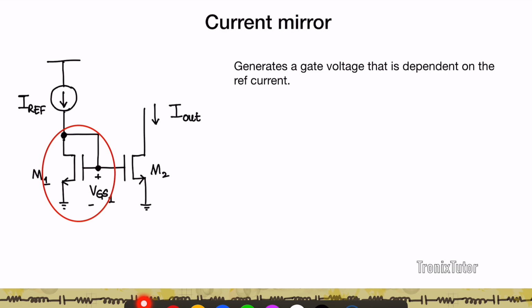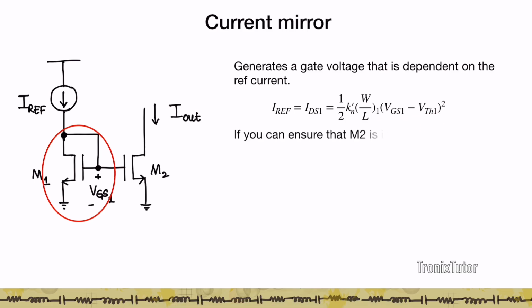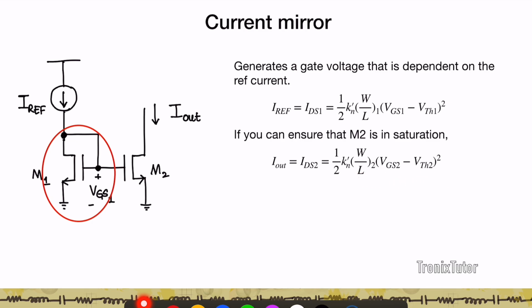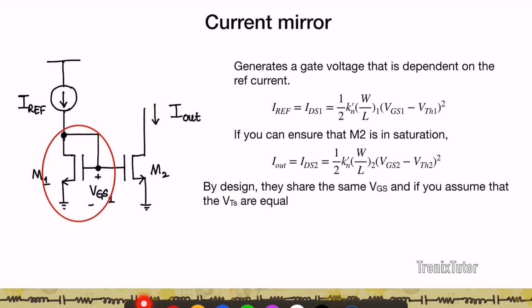Now because Iref is flowing into this M1, it's going to generate a voltage that is dependent on this reference current. And therefore I can write my Iref as IDS1, which is half Kn prime W by L1 into (VGS1 minus VTH1) the whole squared. Now if I can ensure M2 is in saturation, how do I ensure that? If I can ensure that its VDS is much larger than its overdrive voltage, then the transistor remains in saturation. I can write my Iout as IDS2, half Kn prime W by L2 into (VGS2 minus VTH) the whole squared.